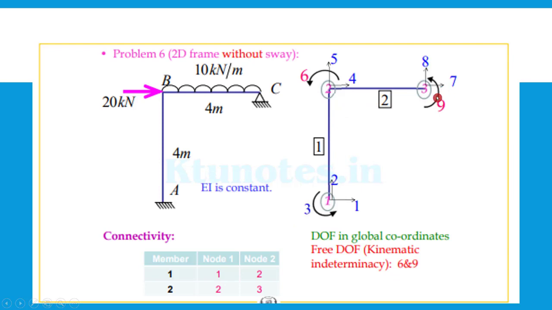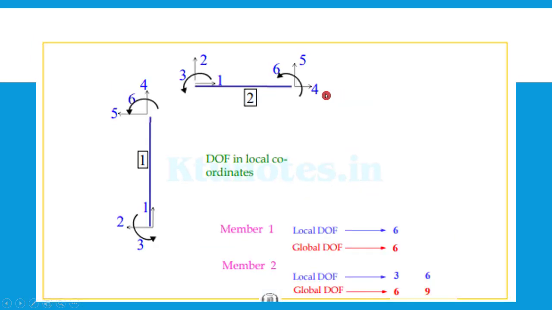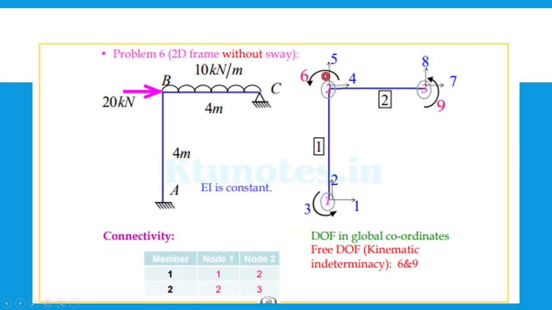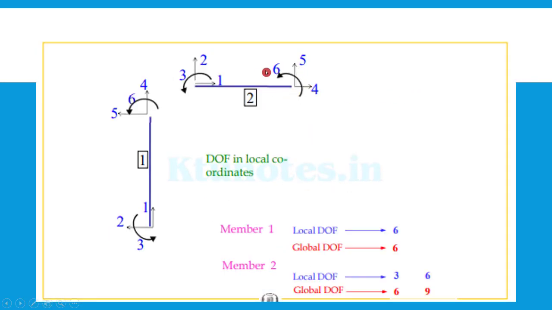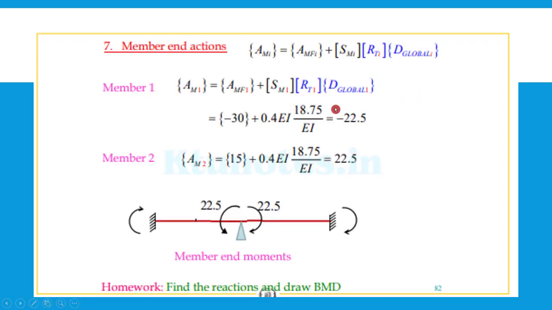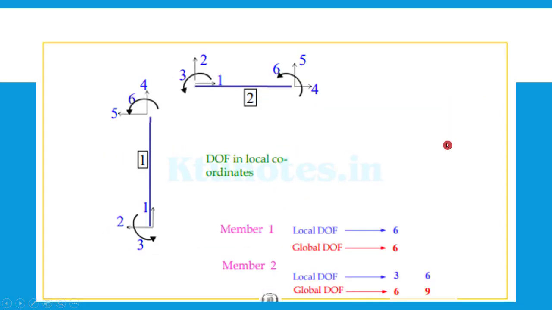For the member 2, it will be 3 in the local coordinate, correspondingly 6 in the global coordinate, and 6 in the local coordinate and correspondingly 9 in the global coordinate. So those are written here.